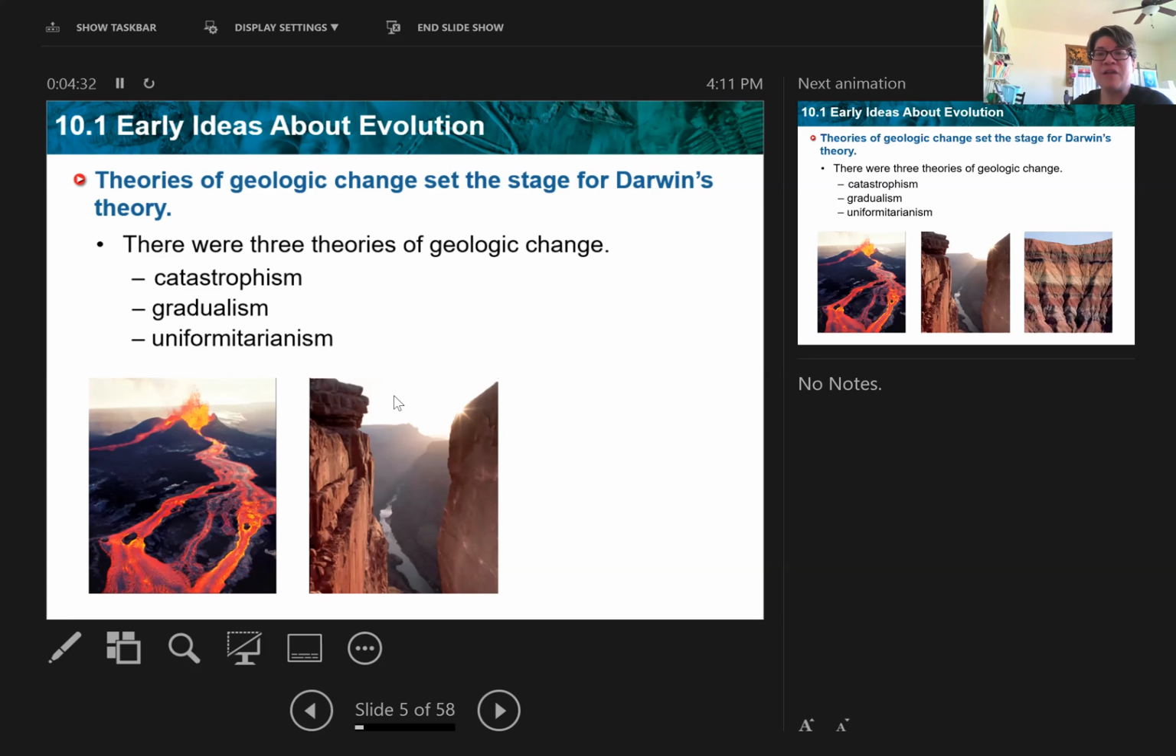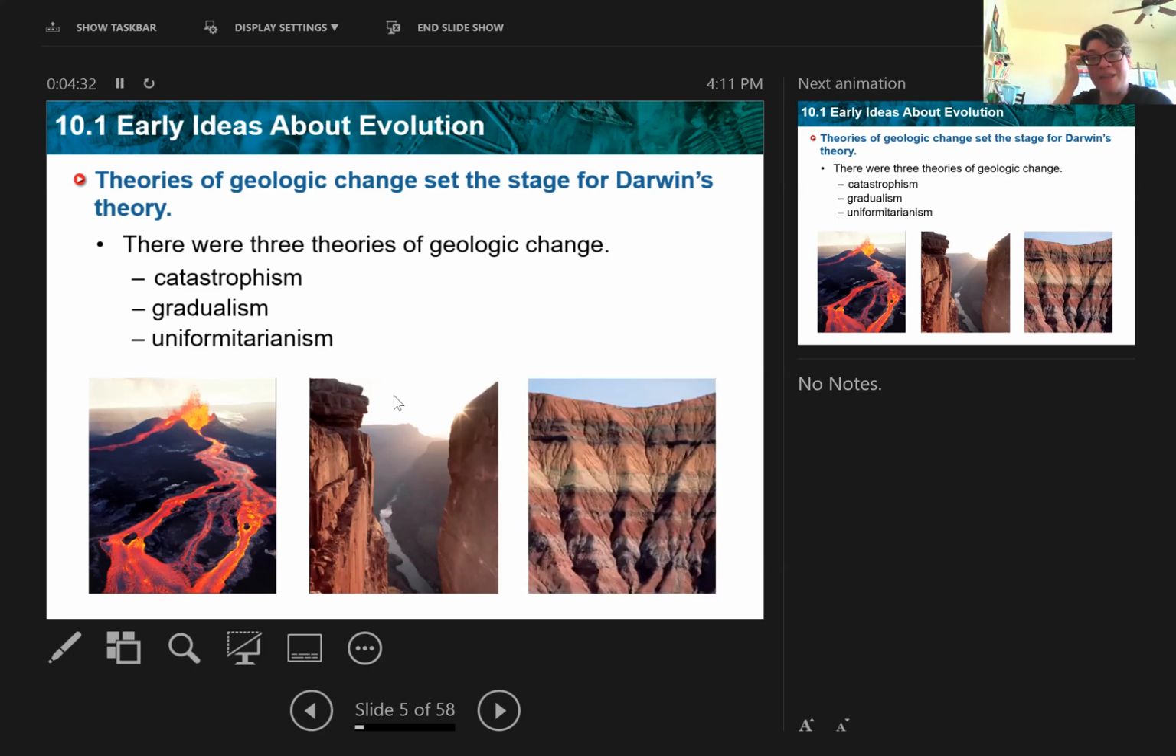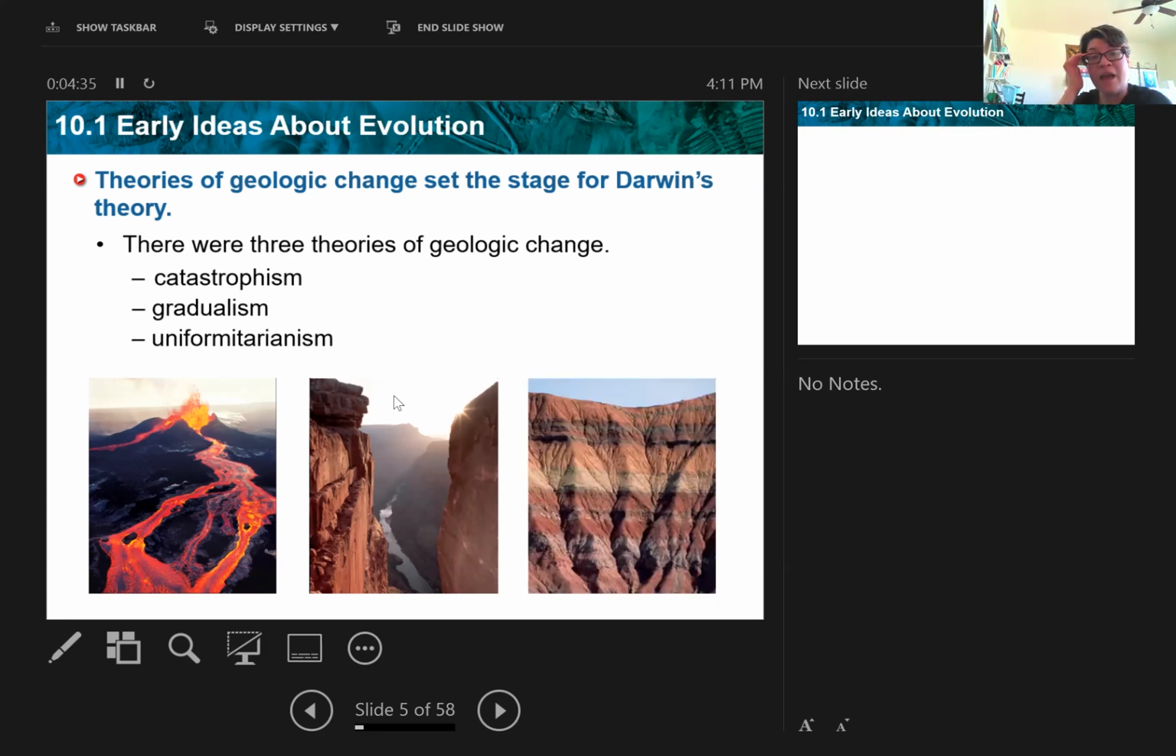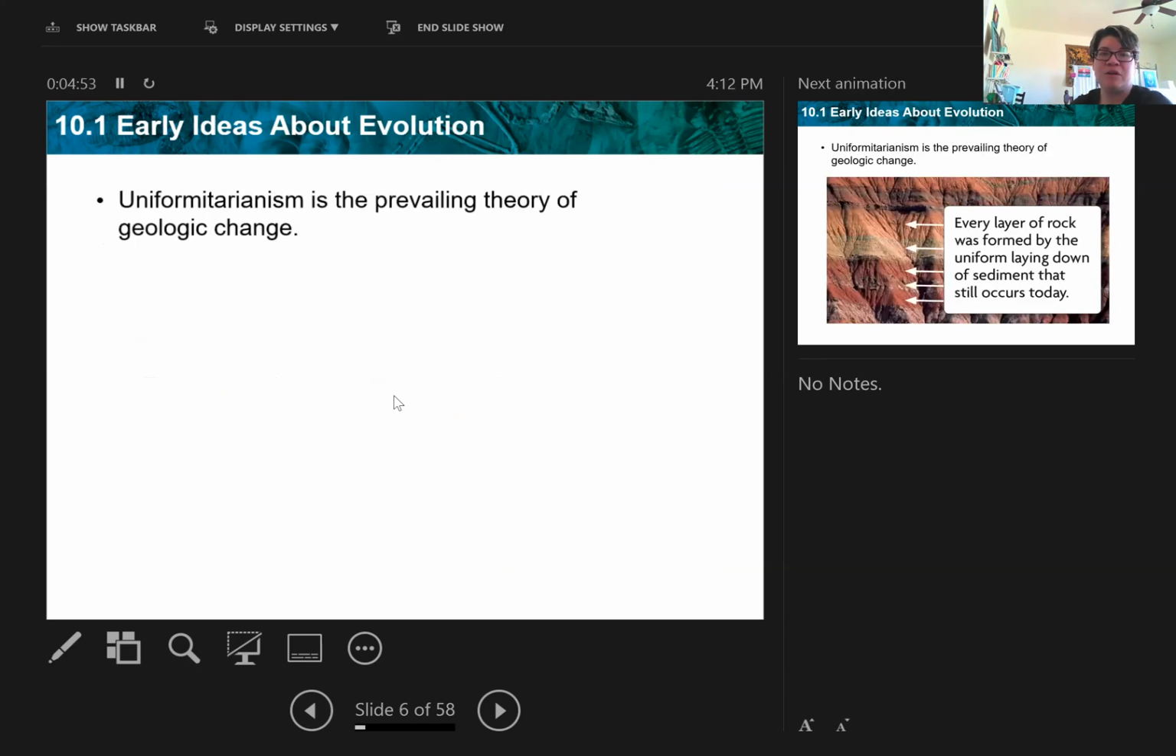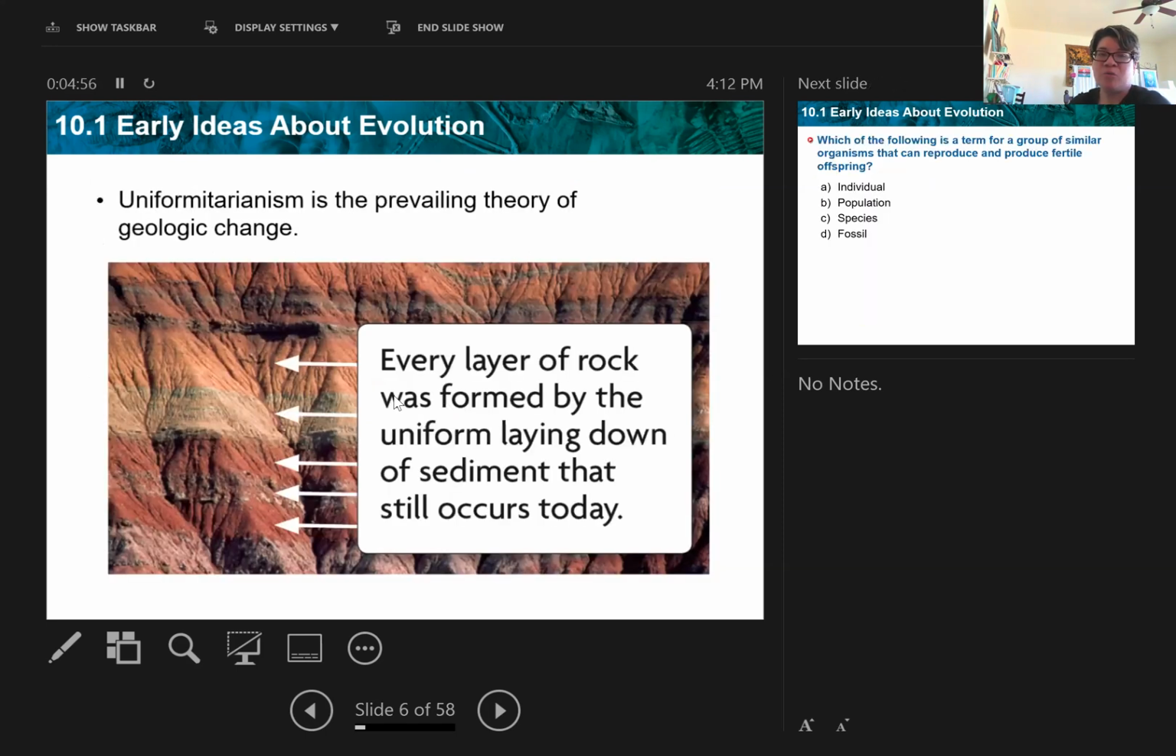And then the last one is uniformitarianism. What that says is that however long things took way back then, they take the same amount of time now, or vice versa. So if it takes 1,000 years to make a valley, then it took 1,000 years way back then to also make a valley. That time was constant. So those are what those three ideas are. So those set the stage for Darwin. And that's our first section.